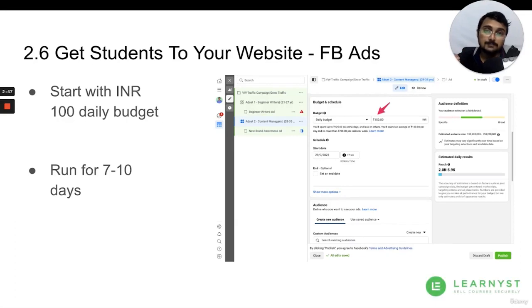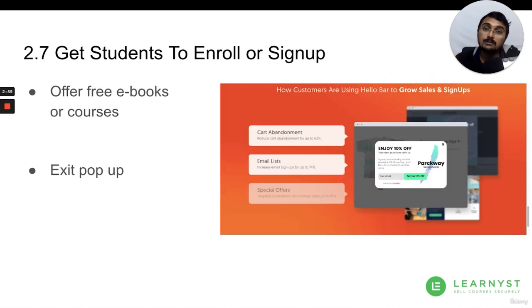So with all these tips, you would finally have students coming to your website. So what's next? The next step is to ensure that your students actually enroll or sign up to your academy. That is, you ensure that you get the email ID of the student. This way you can actually start building your student base.